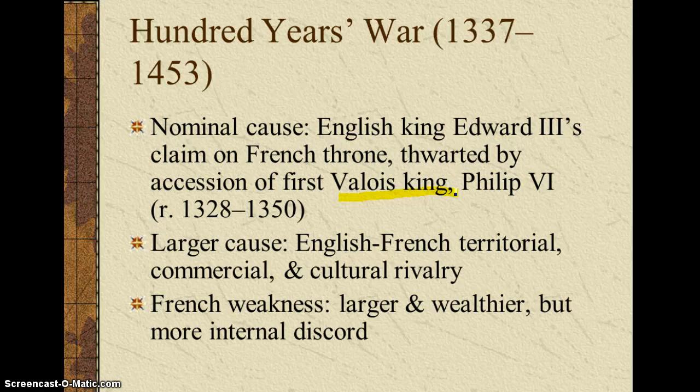The larger cause was the French and English territorial, commercial, and cultural rivalry. You'll see this as a constant theme throughout the course, this constant tension between the two countries of England and France. France's weakness was that it was larger, it was wealthier, but it was disorganized, which allowed the English to be successful in the 100 Years' War in the beginning.